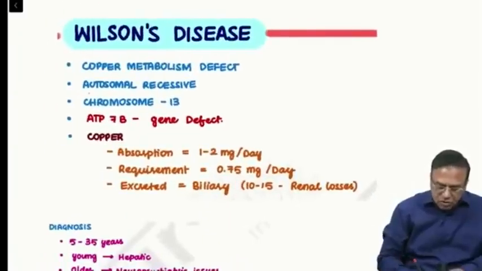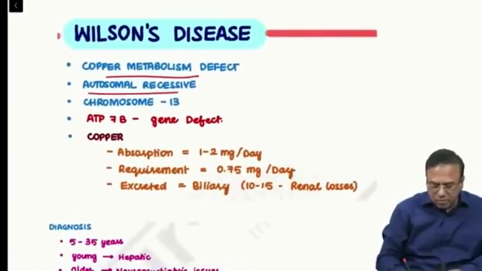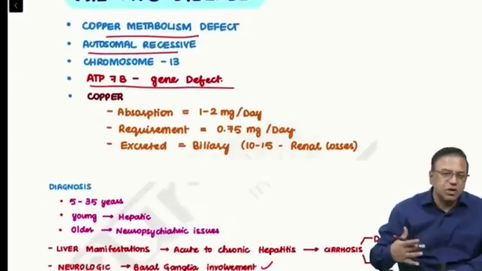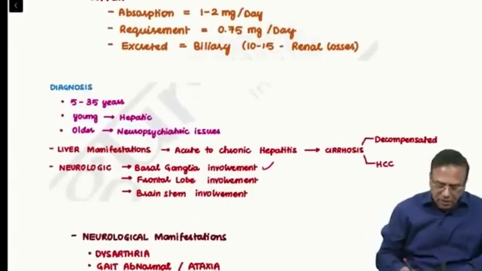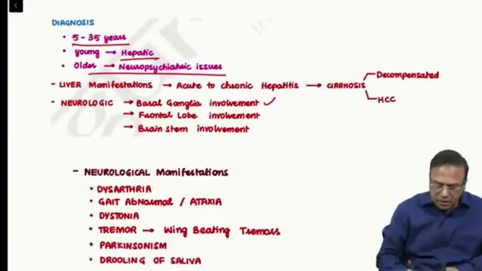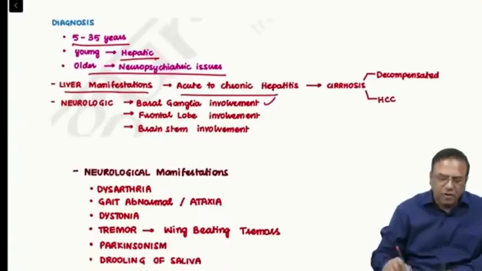Wilson's disease is autosomal recessive, a copper metabolism problem, an ATP7B gene defect. The problem is in the excretion of copper in the bile duct. Young people develop the disease. Typically they come with hepatic or neuropsychiatric issues. The liver can sometimes present with acute fulminant hepatitis.